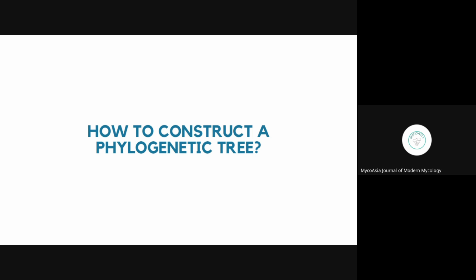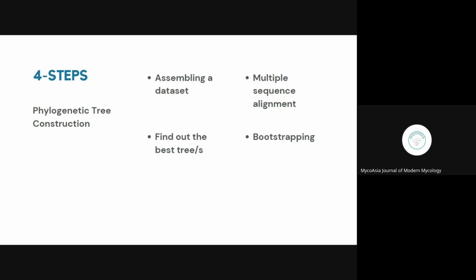Let me now go to a little bit more complicated part. You might ask me how to construct a phylogenetic tree. There are basically 4 steps in phylogenetic tree construction. The first one is assembling a data set. If you have newly generated sequences from your lab, very good, and you get homologous sequences from GenBank using keyword search or the BLAST tool. So you assemble a data set.